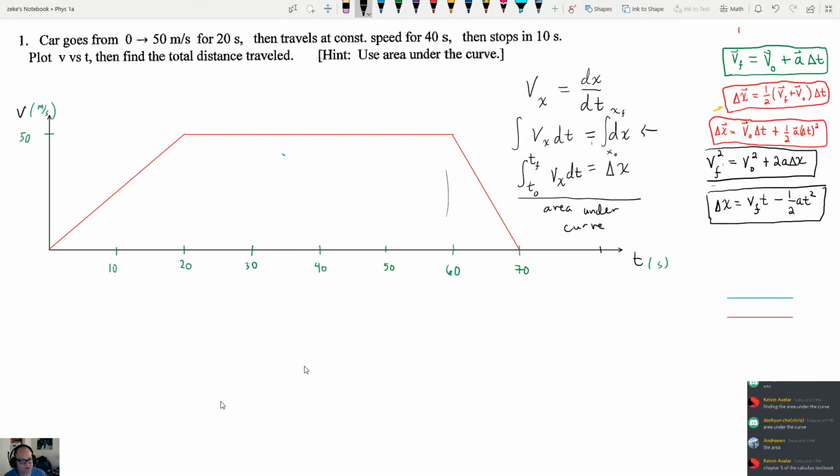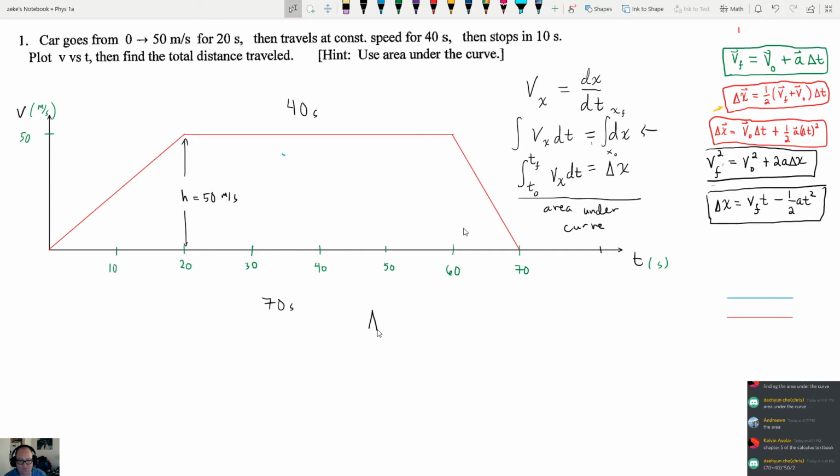And this is a trapezoid, right? You've got two parallel lines, and one line has a length of what? 20 to 60. This side is 40 seconds. The other side over here is 70 seconds, obviously. And then what's the other piece you need? You need two bases to do an area. You also need to multiply by the height, right? And then you divide by 2. So our height, in this case, is going to be 50 meters per second.